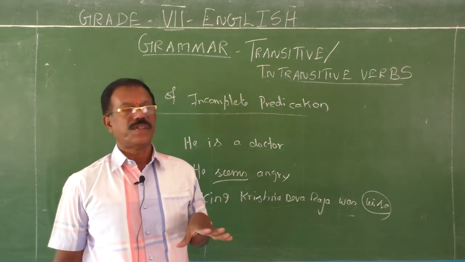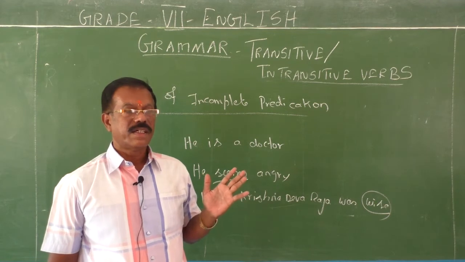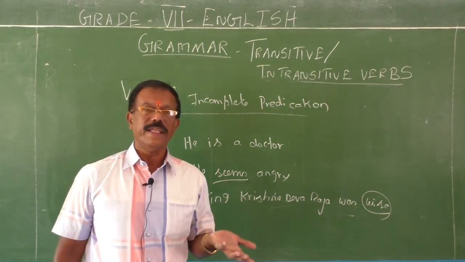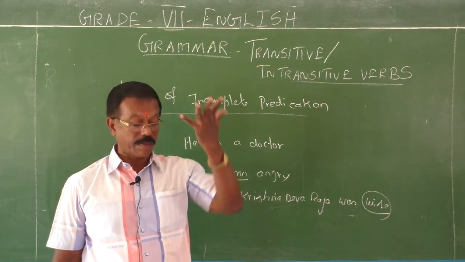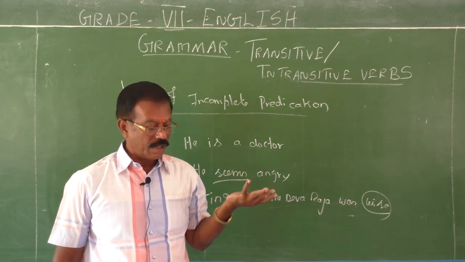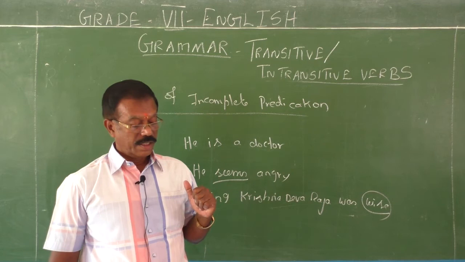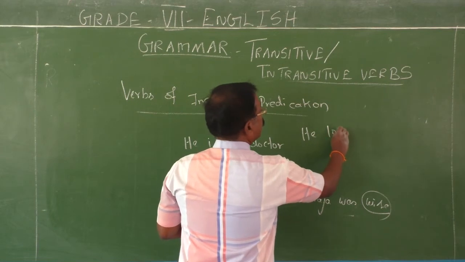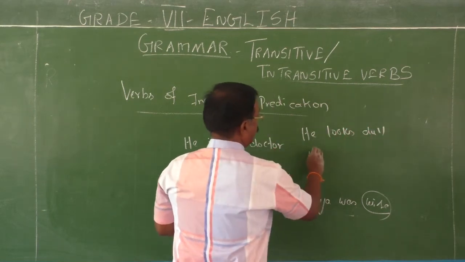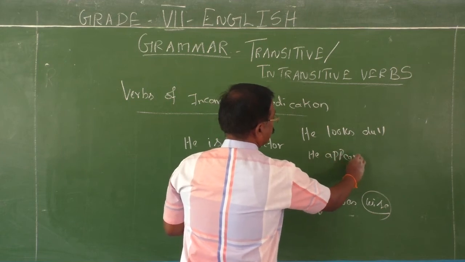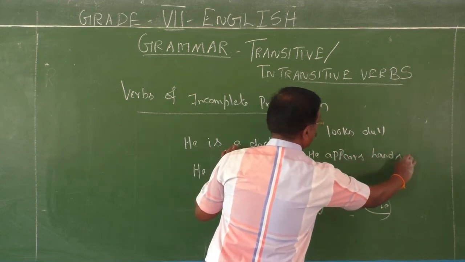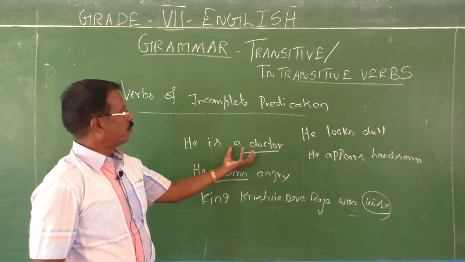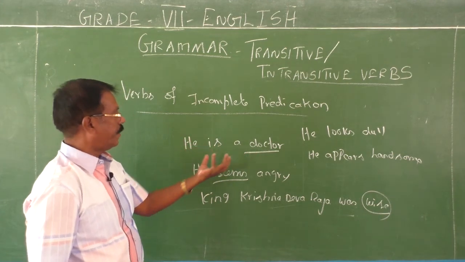A verb which requires some words to complete its sense or its meaning is known as a verb of incomplete predication. It requires a complement. A complement may be a noun or an adjective. He is a doctor. He appears handsome. He looks dull. In all these examples, a doctor requires the noun to complete the sense. So this verb is a verb of incomplete predication.